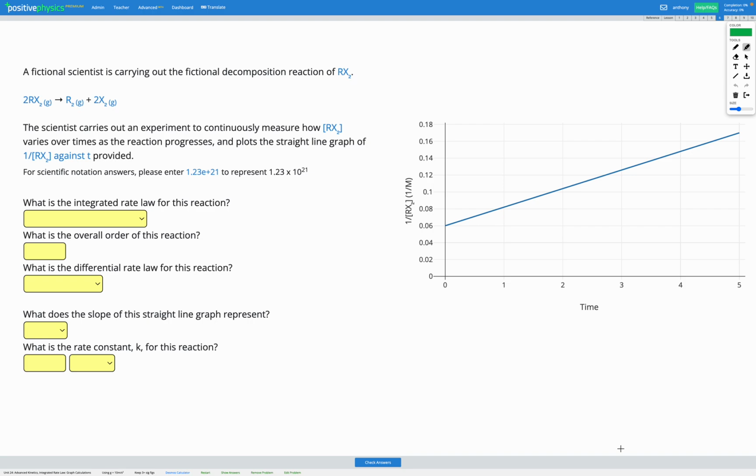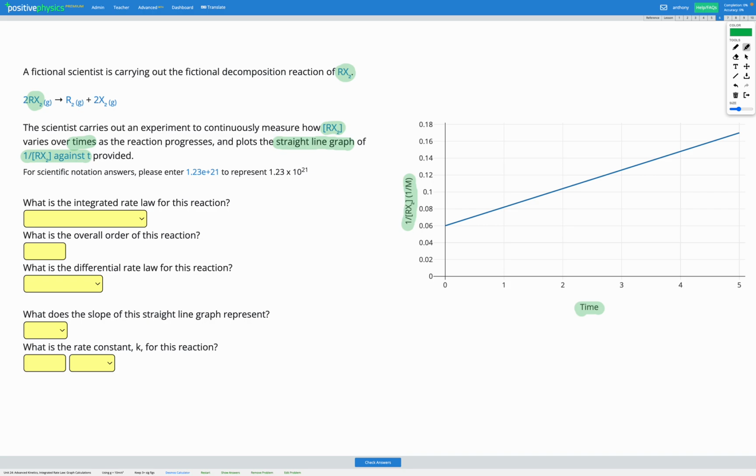In this question, a fictional scientist is carrying out a fictional decomposition reaction of Rx2, which we can see in our chemical equation here. Similarly to the previous skill, we're given a graph. This one measures how the concentration of Rx2 varies over time as the reaction progresses and plots the straight line graph of 1 over the concentration of Rx2 against T. So we can see that on our y-axis here and our x-axis here.